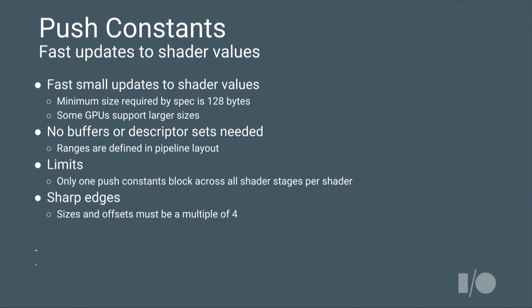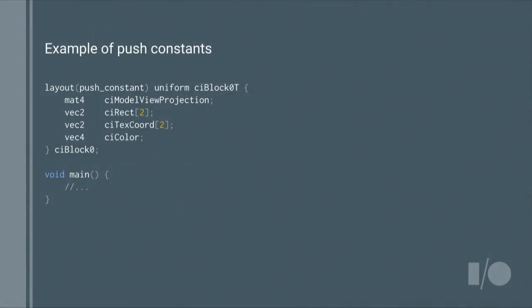And this sharp edge: the size and the offsets must be a multiple of 4. It's not really a sharp edge. 4 is the default machine word size for pretty much any GPU. So if your size and offset is not a multiple of 4, something went wrong somewhere else horribly. But they are really quick and fast. And Cinder does have a sample of how to use this. And here's what they look like. It just looks like a uniform block, except where the layout has push_constant.